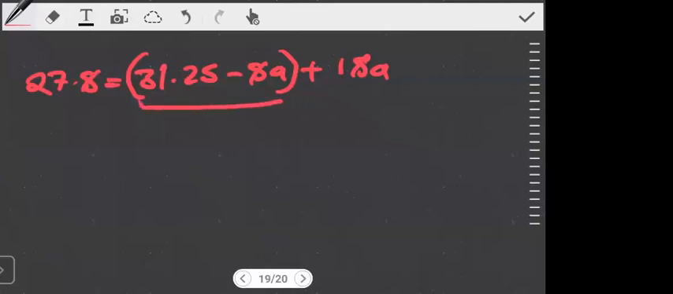All this is basically just u. So I've substituted here. So if I simplify this now, what I have is 27.8. So I'm going to just remove the brackets here, group the like terms.